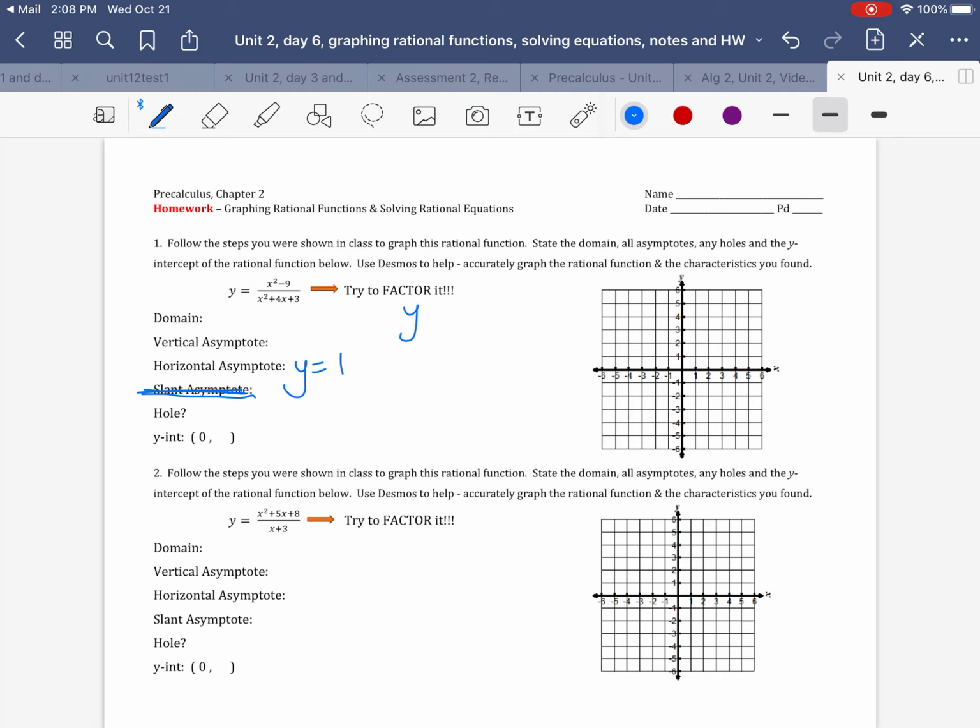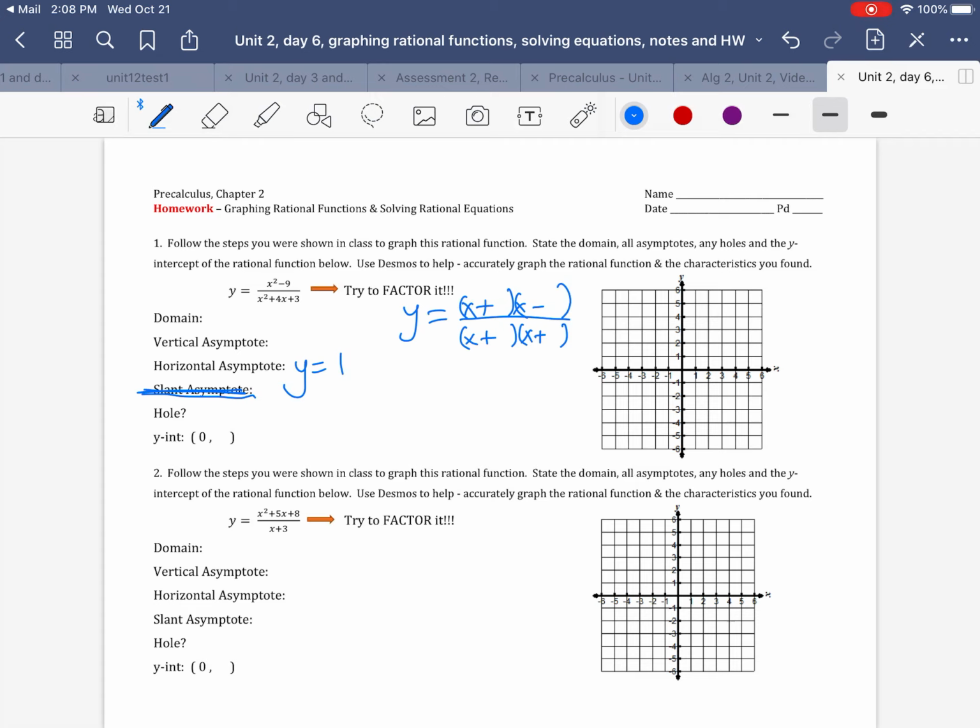So my problem, when I factor it, the x squared minus 9, that's perfect squares. So you got x plus and x minus something. And on the bottom, you got x squared plus 4x plus 3, so you're going to have all pluses because it's all positive, and then you're going to factor that.